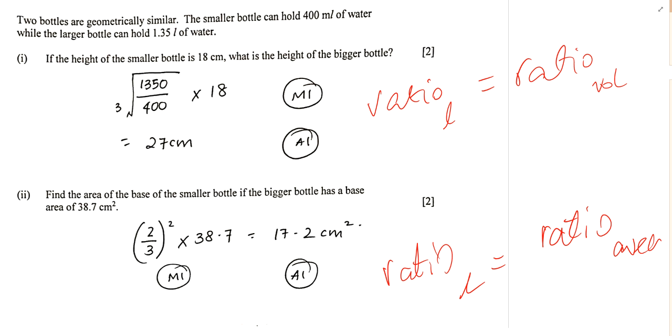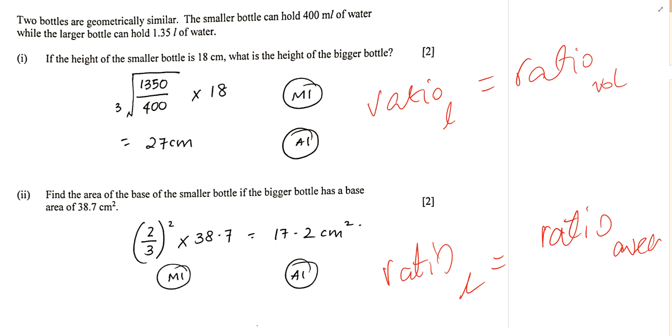For the two bottles that are geometrically similar. So for geometrically similar objects, the ratio of area, regardless of what kind of area I'm talking about, whether it's the base area or the curve area or the top area, side area, as long as I'm talking about the same area, the ratio of area must be the square of the ratio of sides. Agree? Then what about the ratio of volume? Cube of the ratio of sides.